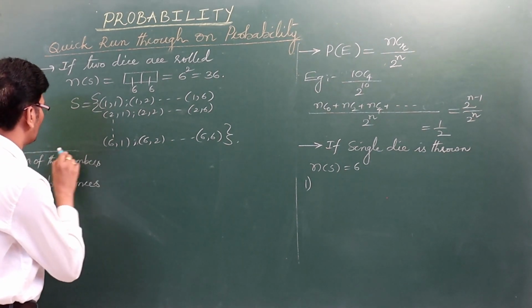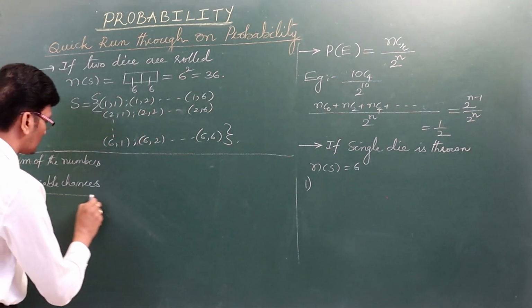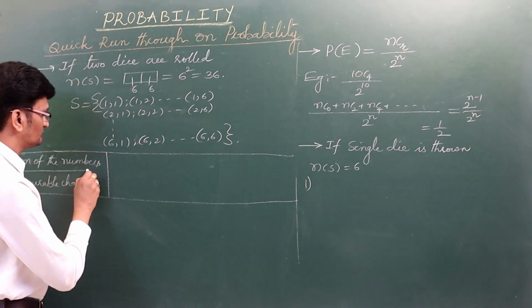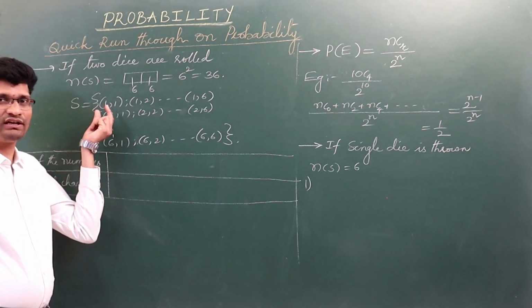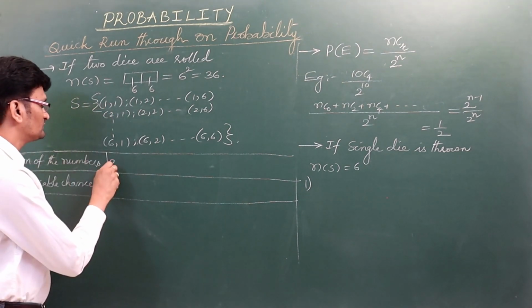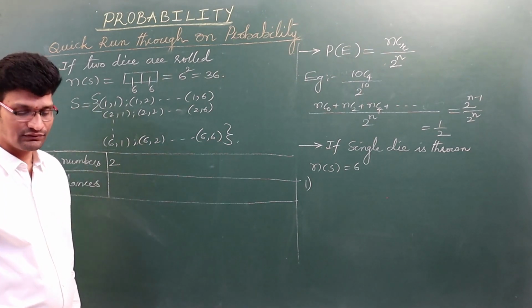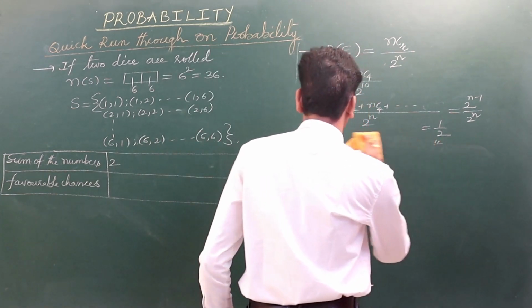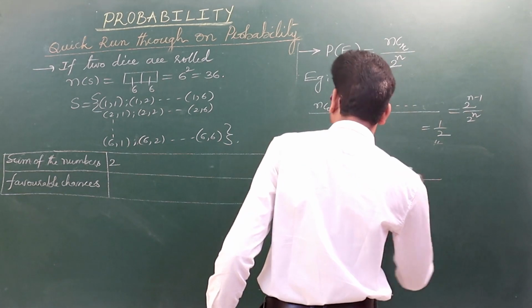Okay? Now, when 2 dice are rolled, what is the minimum sum? 1 comma 1 will be the minimum, which means the minimum sum is 2. And what will be the maximum sum? 6 comma 6, 12. So, you write the numbers 2 to 12 in the first horizontal line.